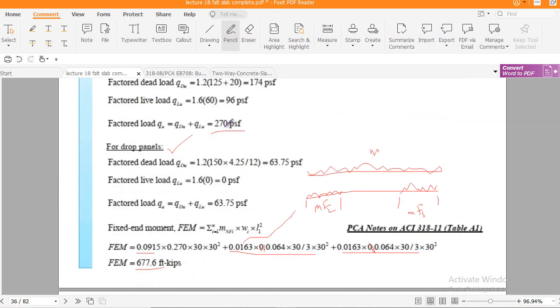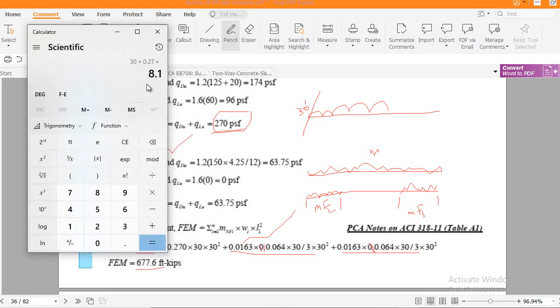In the slab portion, the total factored load is 0.270. This is PSF, the loading distributed per square foot. So you need to multiply it with the width of the panel, that is L2, and you get the load in kip per foot run. If you multiply 30 with 0.27, you got 8.1, which is the load distributed due to the slab.